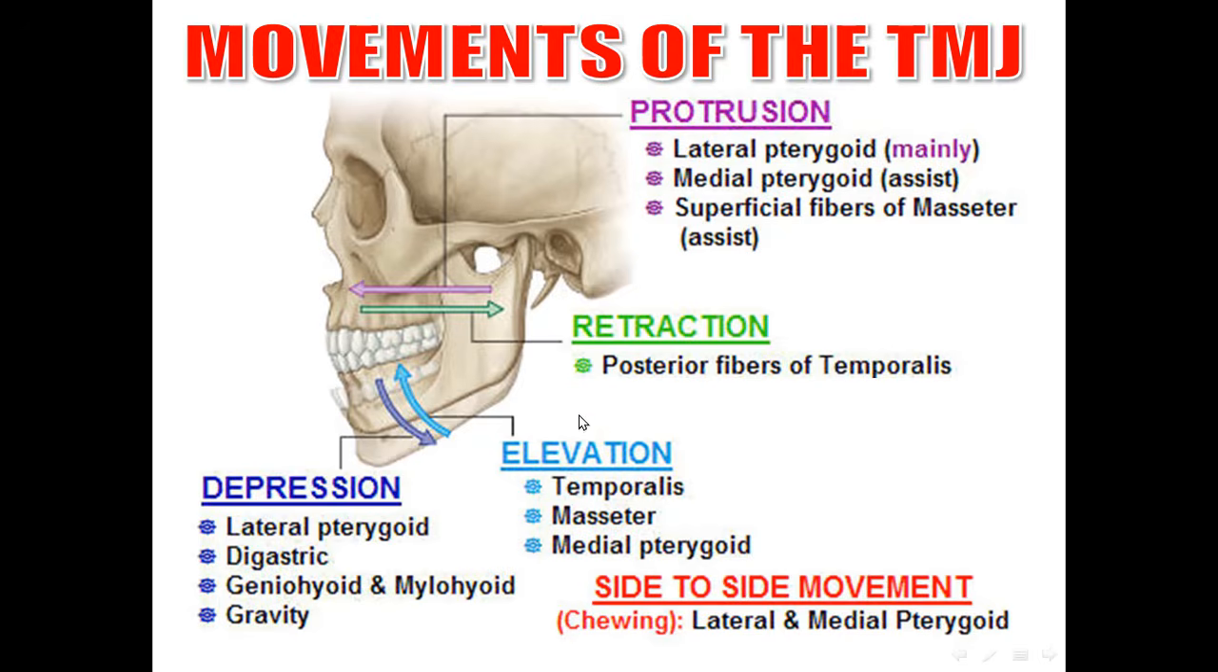So what are the muscles which produce each movement? Start by protrusion, forward movement. I told you all the muscles of mastication except the temporalis, so lateral pterygoid, medial pterygoid, and the masseter. Retraction, it is the temporalis muscle. Okay, posterior fibers of temporalis muscle. Then elevation. Elevation, all muscles of mastication except lateral pterygoid, so temporalis, masseter, and medial pterygoid.